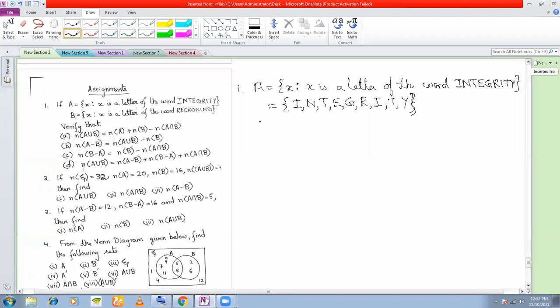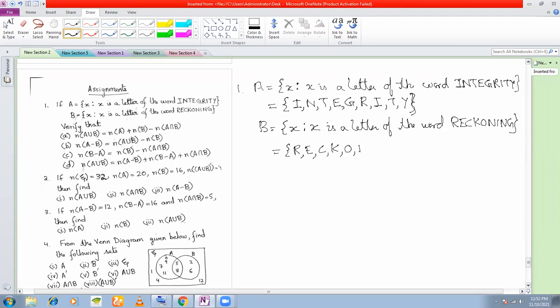The set B here is x such that x is a letter of the word reckoning. So what is the set B? The set B is all these letters. Now you need to verify these.